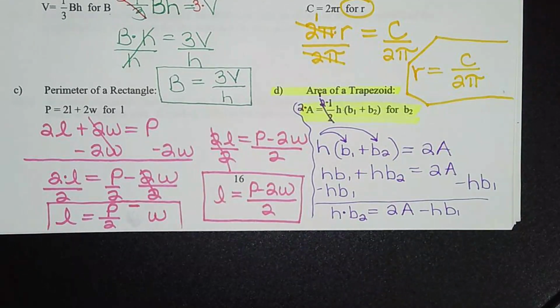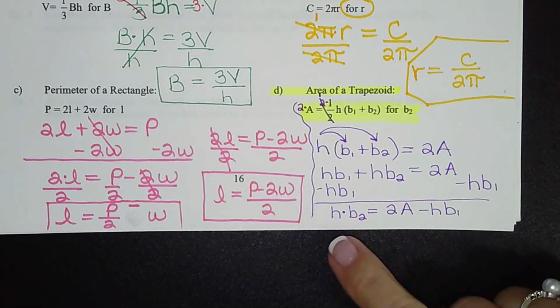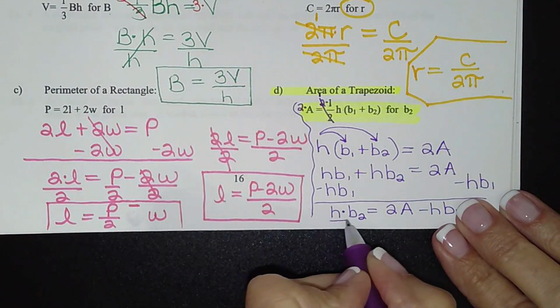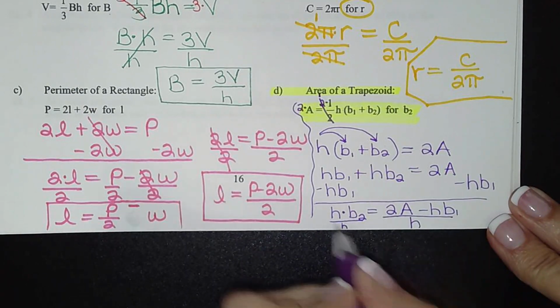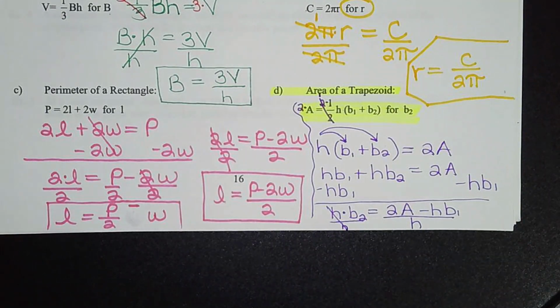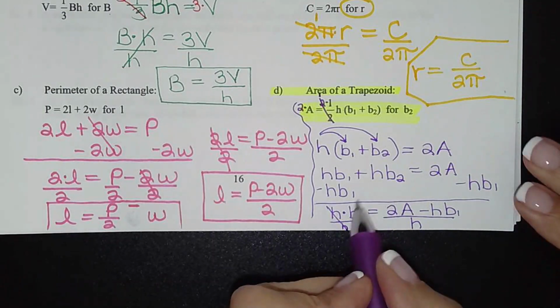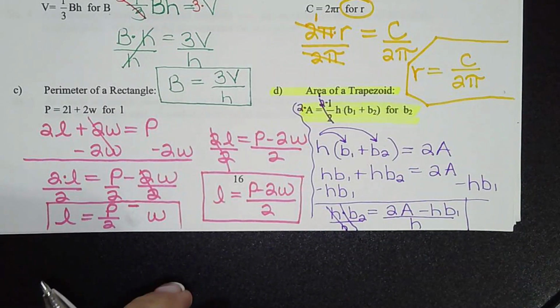This problem sounds so much scarier than it is with all the subs. And then your last step, get b sub 2 alone. And that's why I put the times sign in, to remind me, oh, that's times. To get b sub 2 alone, all I have to do is divide both sides by h. Done. So there's my answer. b sub 2 equals 2a minus h b sub 1, all over h. And that's the one I put on the test.